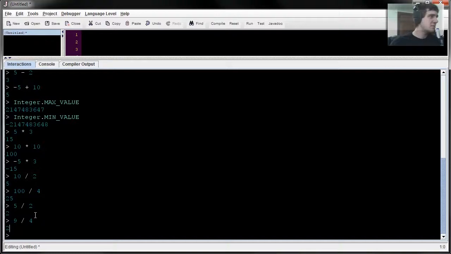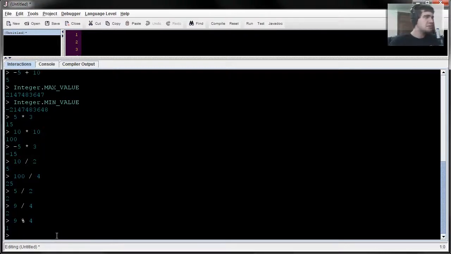If you did elementary school, you might have learned about remainders, like how many more you'd need to reach 9 if you multiplied this by this. So 9 % 4 is basically saying divide 9 by 4 and then tell me what the remainder is, and that is of course 1, because 4 times 2, which is the quotient, plus 1 equals 9.